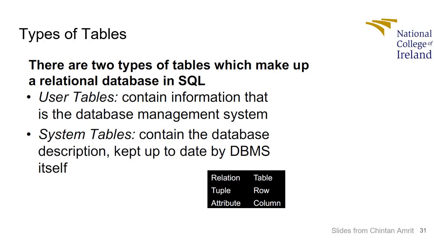Okay. So there are two types of tables which make up your relational database. They are the user tables, which we will spend most of our time on, and these contain all the information that is in the database management system. And then there are the system tables, which the DBMS keeps by itself, and they contain the database description.